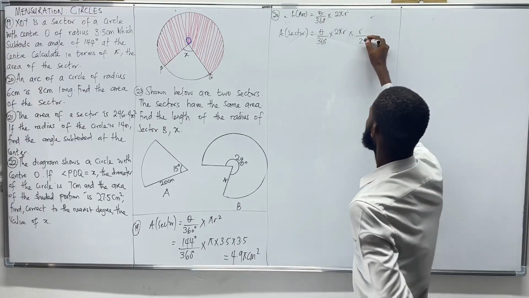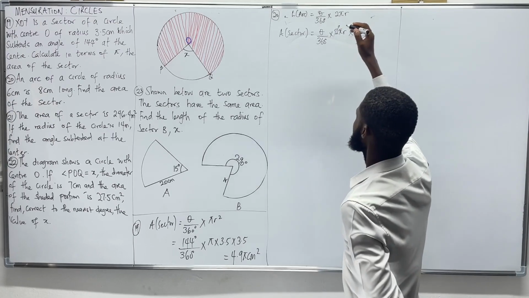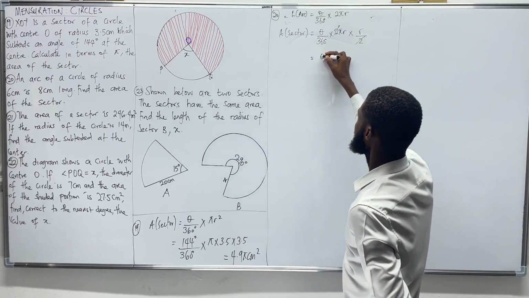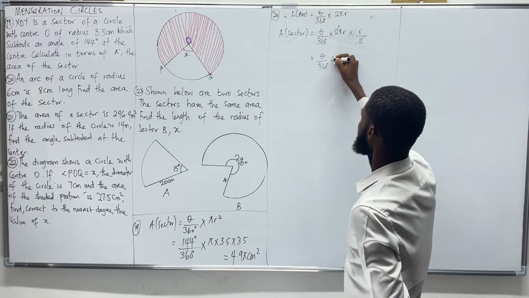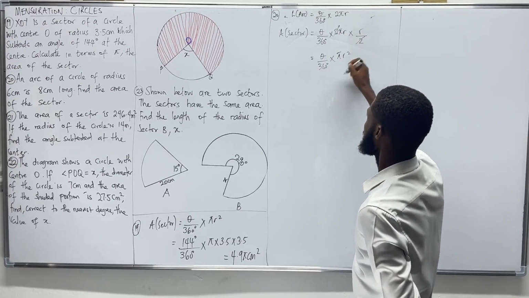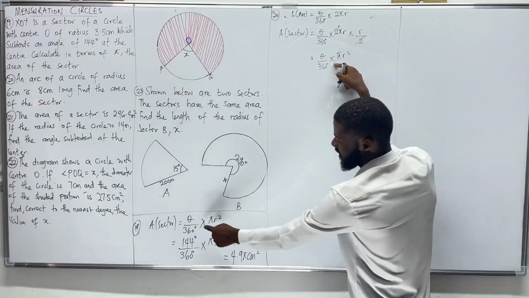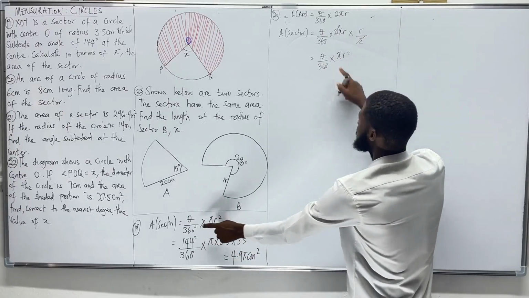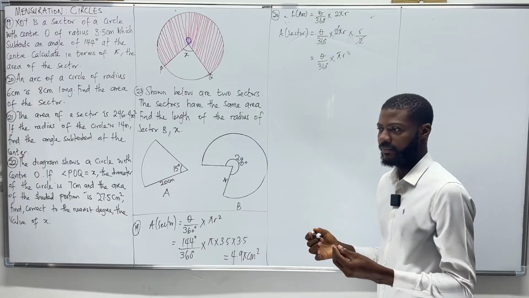Let's do this. The 2 will cancel the 2, right? Good. So what will be remaining is what? Theta over 360 degrees times pi. R times r is r squared. So what do you notice? We ended up getting the same formula back. So the formula is still the same.